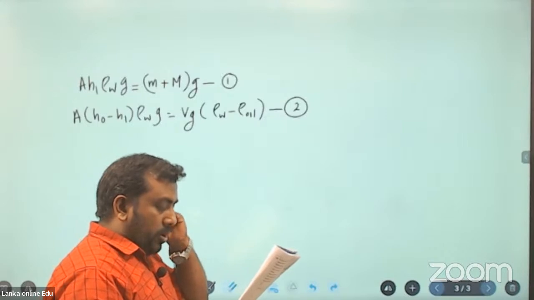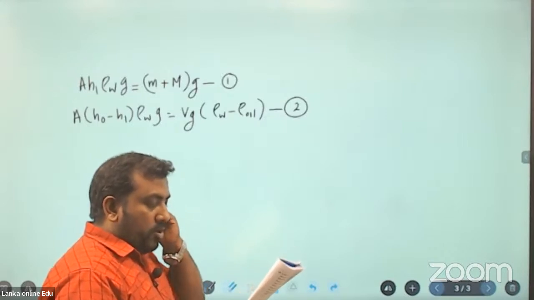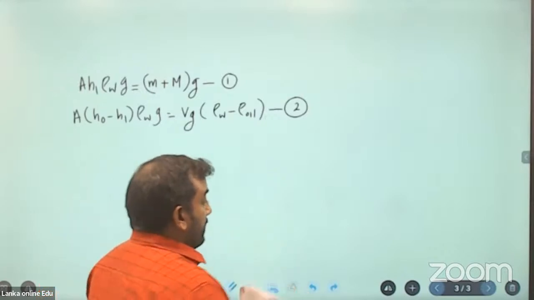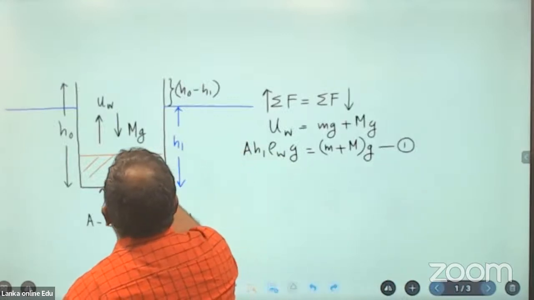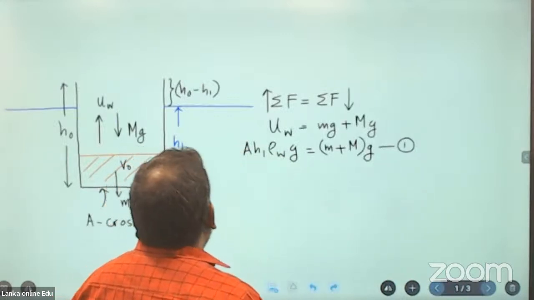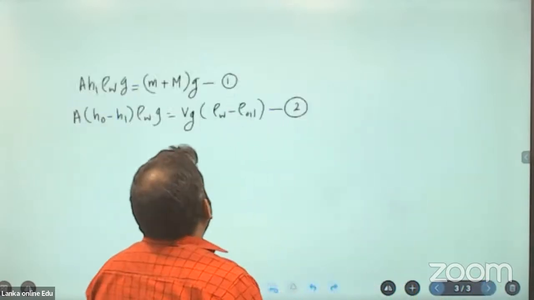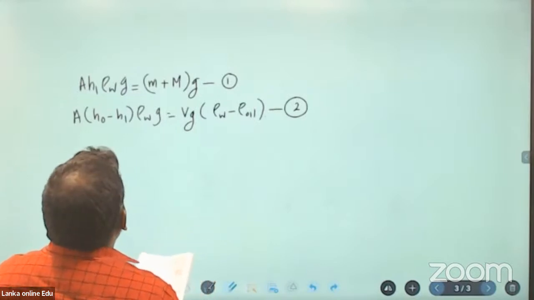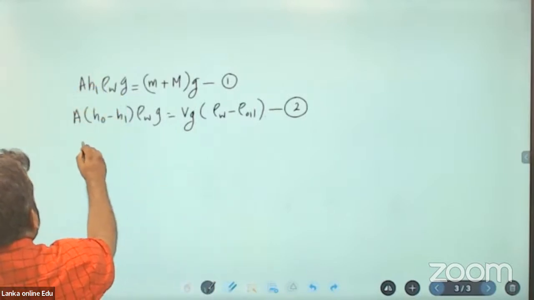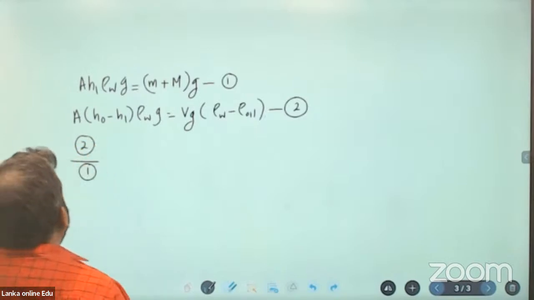The initial volume of oil is V0. Then the ratio of V over V0, where V0 is the initial volume of oil which was there. If you look at the answers, h0 minus h1 is on top. So what I'll do is I'll take a small chance. I'll divide the second equation by the first.